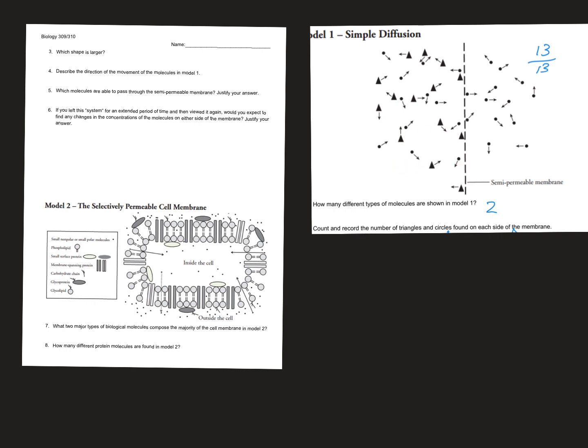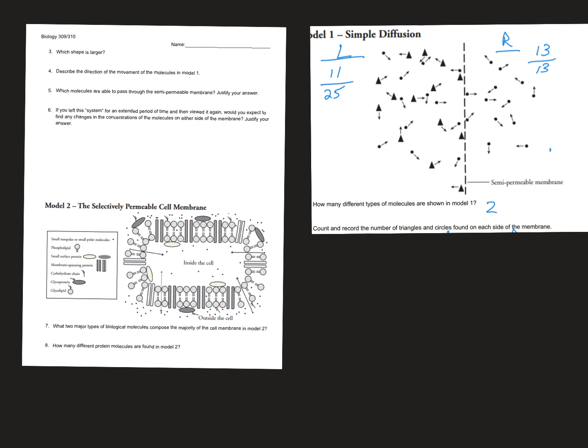This side is 11 out of what? Counting all the molecules: 25. So 11 out of 25. There are 25 molecules on this side, and 11 of them are the small circles. Do you agree? So the concentration on the left is 11 out of 25.